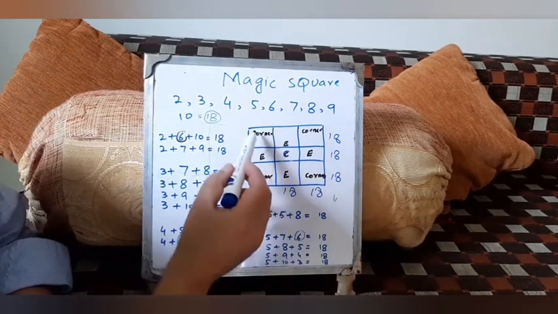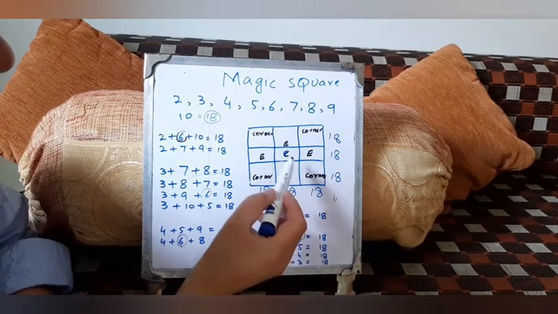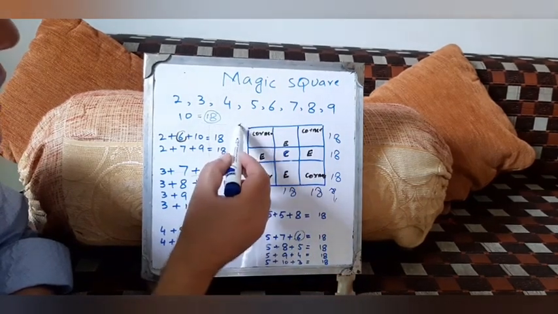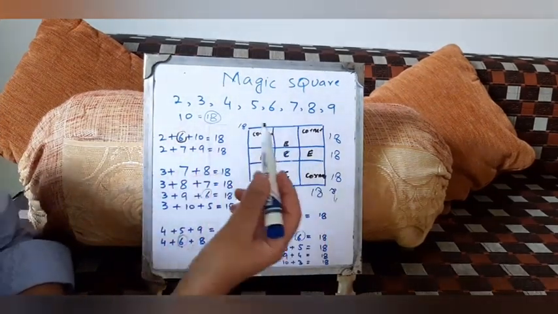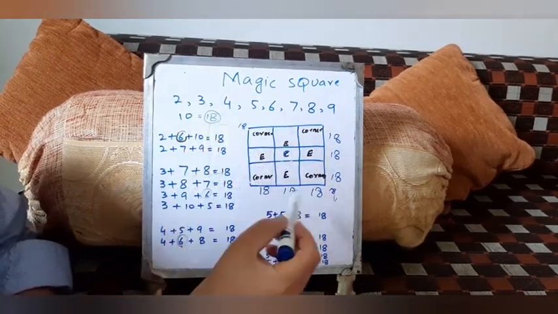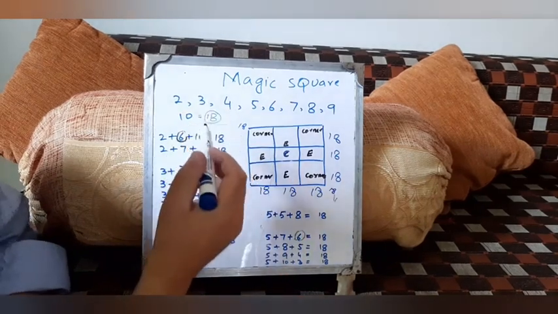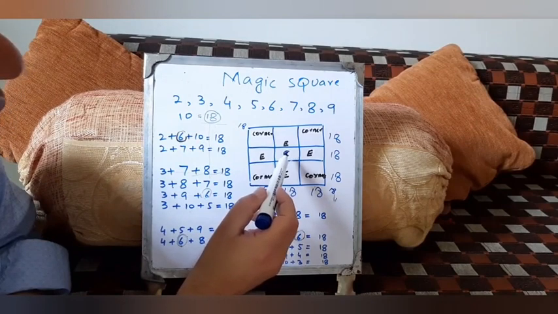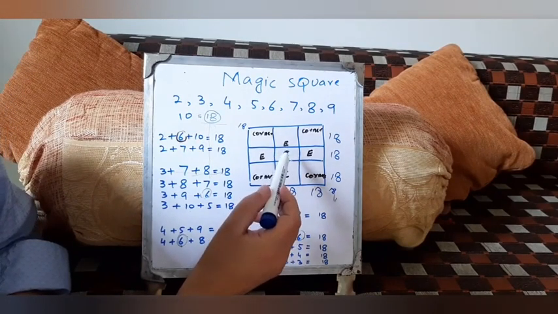And diagonally, if you take these two corners plus the center, this should also be 18. On all sides, it should be 18. This is called a magic square. So, in order to solve this magic square, what you should do first is to determine this thing. This is very important: what number comes in the center.